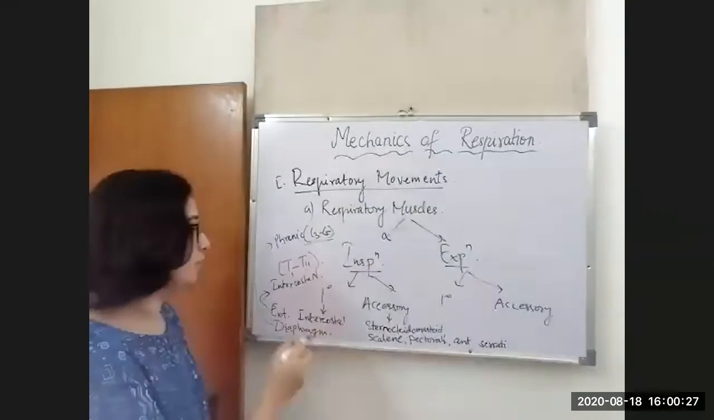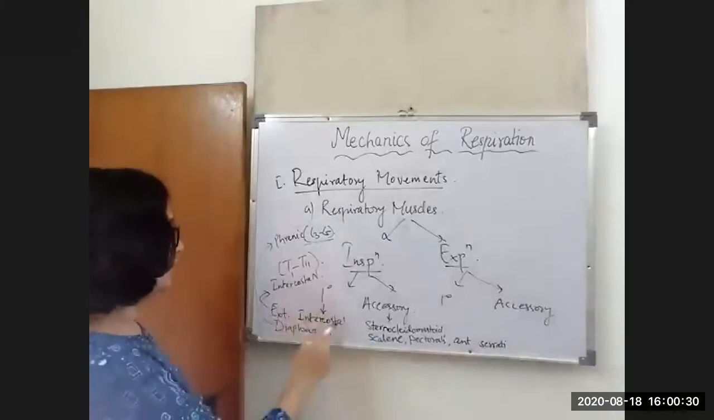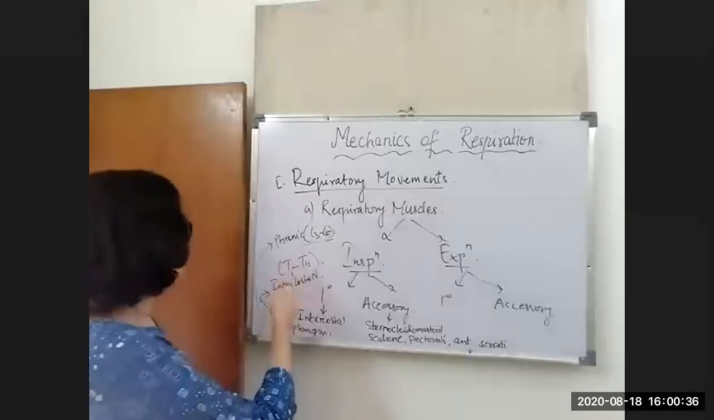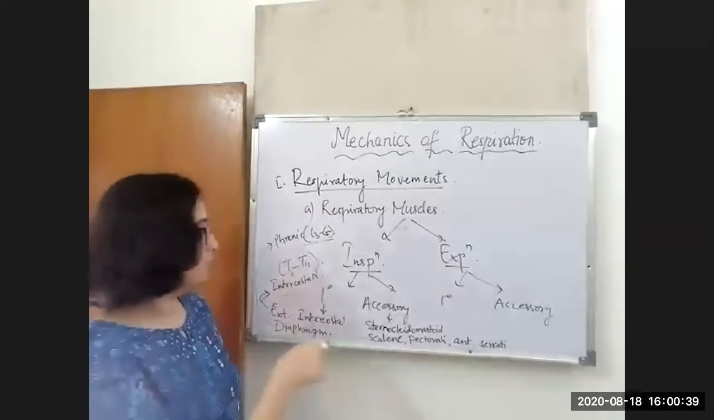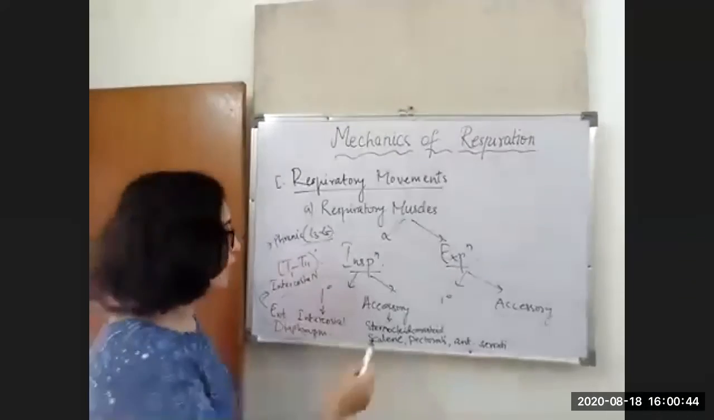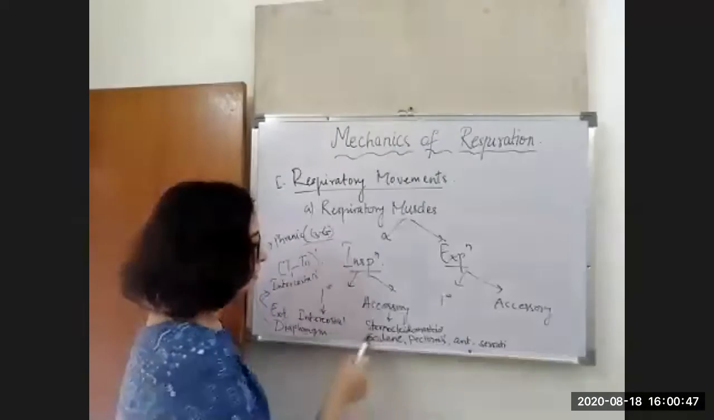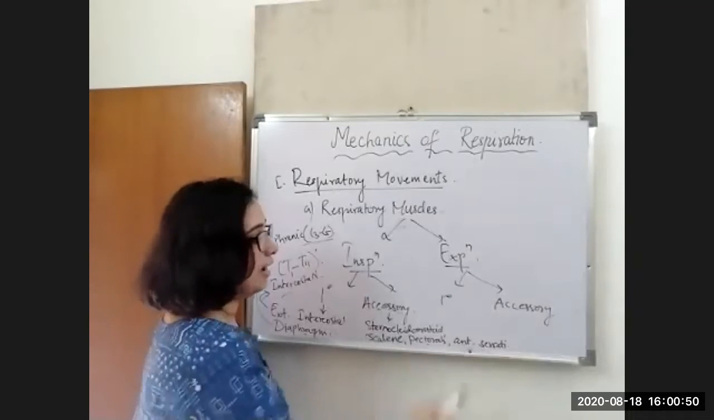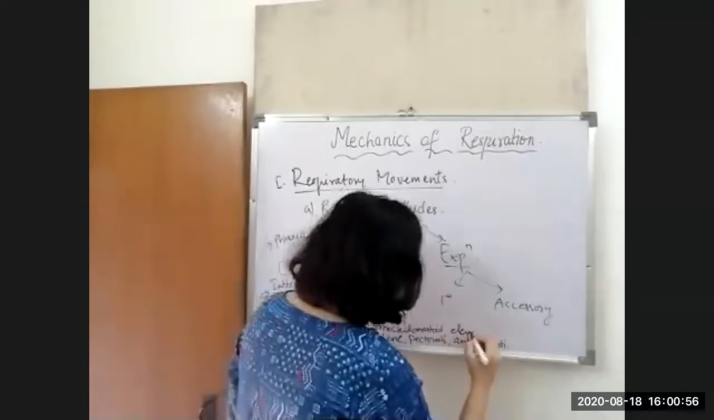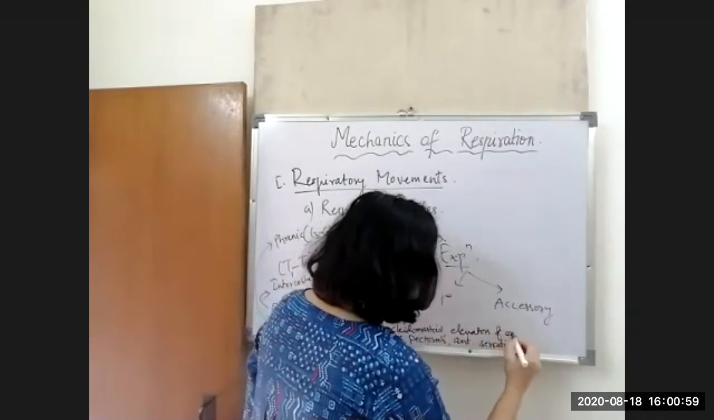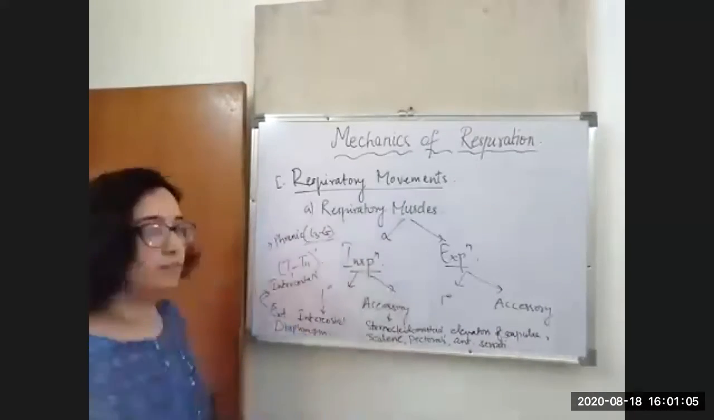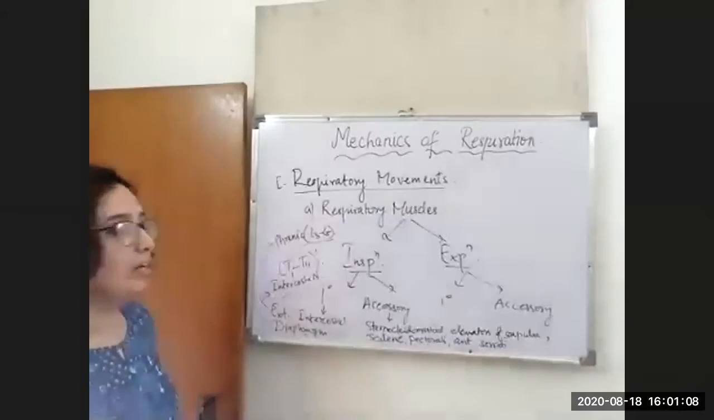So inspiratory muscles are of two types, primary and accessory. Primary is your external intercostal and diaphragm. External intercostal muscle is supplied by your intercostal nerve T1 to T11, the thoracic nerve, and diaphragm by phrenic nerve C3 to C5. And the accessory muscles are sternocleidomastoid, scalene, pectorals, anterior serratus. Okay. And it also has the elevator of scapula. So these were the inspiratory muscles.